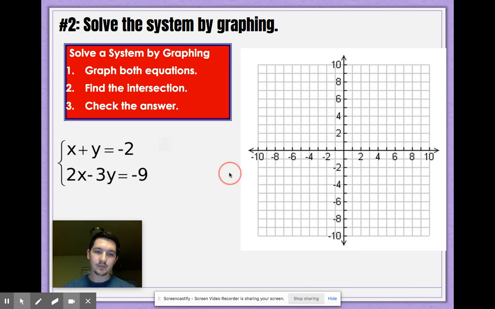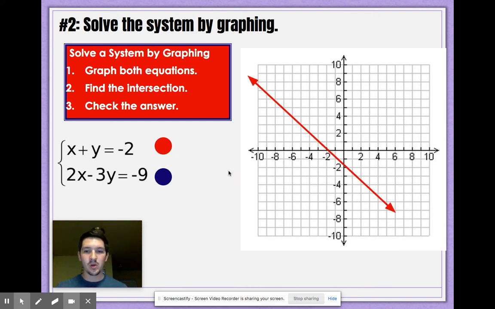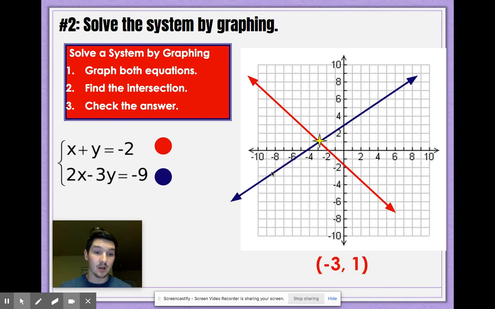Let's try another one. We have our red line and our blue line. Let's graph both, but you have to put in y equals mx plus b form first, so we have to subtract x. So you're going to have a point at -2, down 1 over 1, down 1 over 1. Our line's a little off, but you get the idea. And then our blue line as well: we want to put it in y equals mx plus b form, and you're going to get a line like that. The point where they cross, they're only going to cross at one single point. Our answer is going to be (-3, 1). That's our answer for the problem, and that's all I'm looking for. Let's keep going.